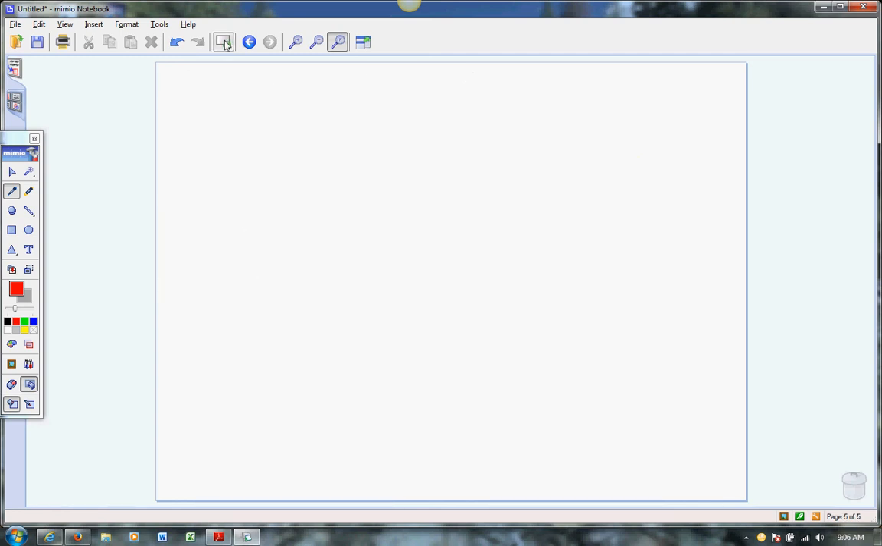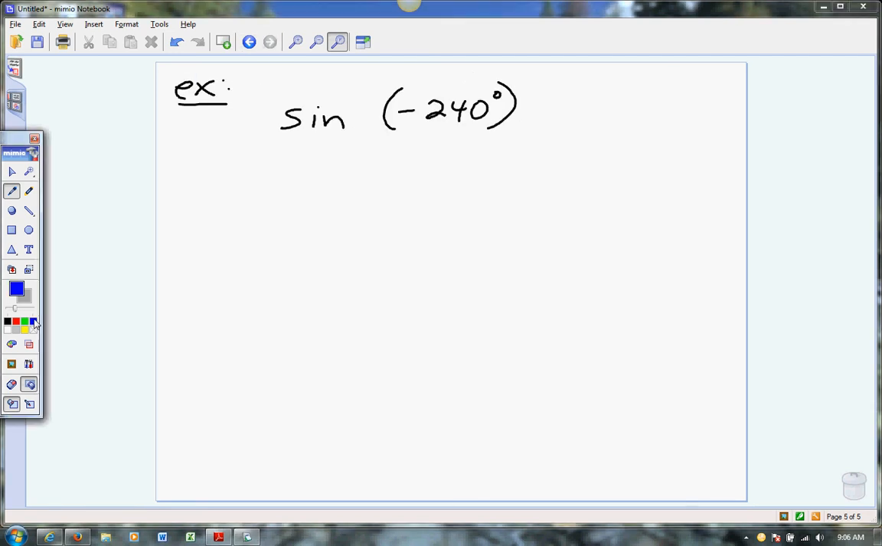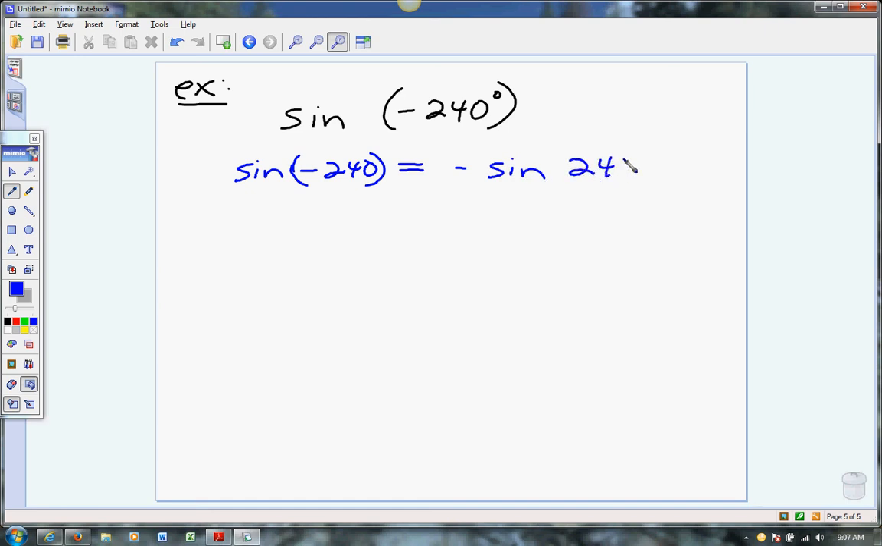So let's do one of these. Let's say that we were asked to find the cosine of, no, I don't want to do cosine. I changed my mind. I want to do sine. Let's do the sine of negative 240 degrees. If you're asked to find the sine of negative 240, we know from our reduction formula that the sine of a negative angle is equal to the opposite of the sine of the angle. So the sine of negative 240 is the same thing as the opposite of the sine of 240. In other words, all we have to do is find the sine of 240 and then multiply it by negative 1. Negative 1 times the sine of 240. That's all we have to do.